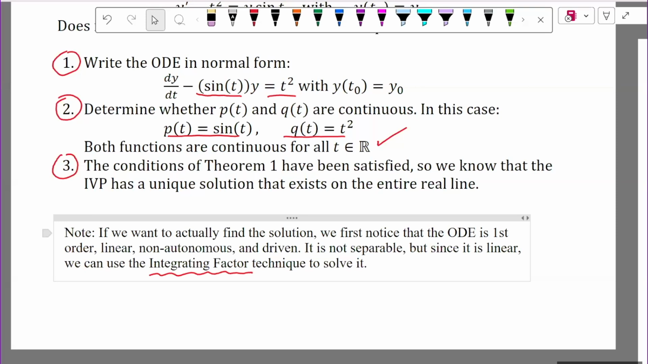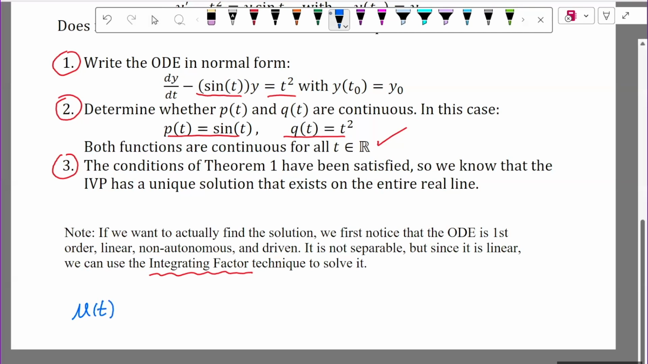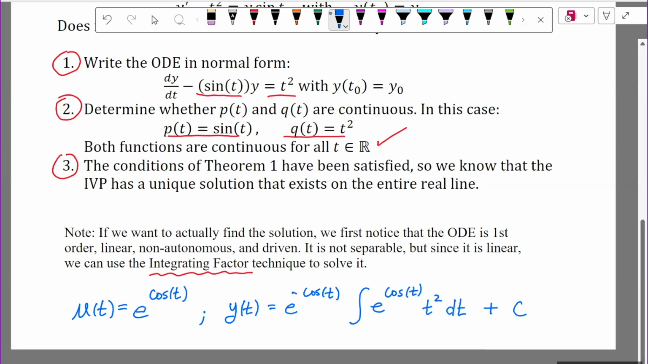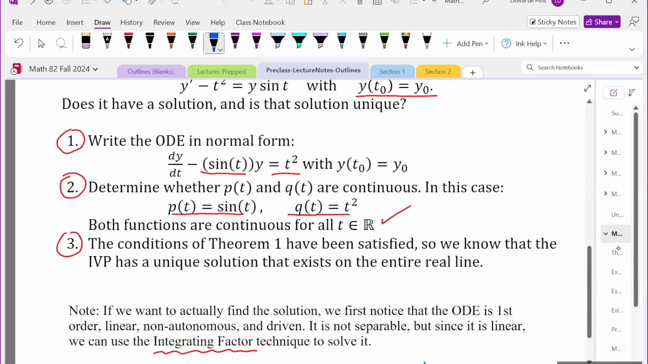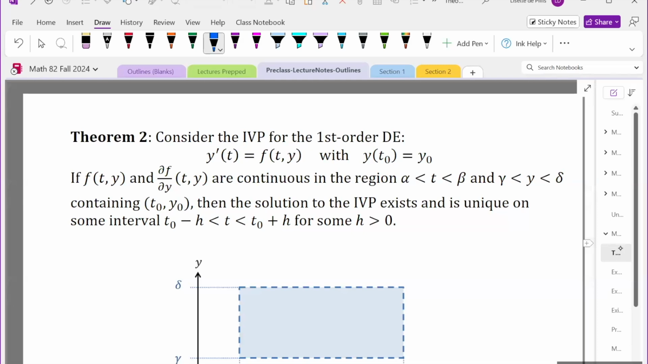If you want to check yourself, if I were to do this, my integrating factor would be e to the cosine t. A general form for your solution might be e to the minus cosine t integral e to the cosine t squared dt, something you'll have to integrate, and plus a constant. But at least you actually have a form for your solution y.